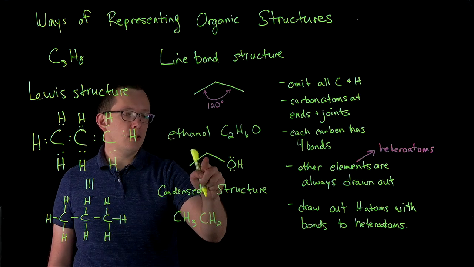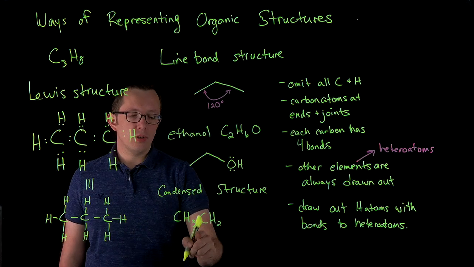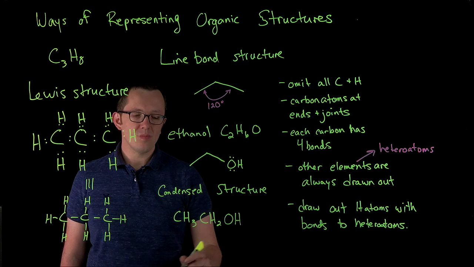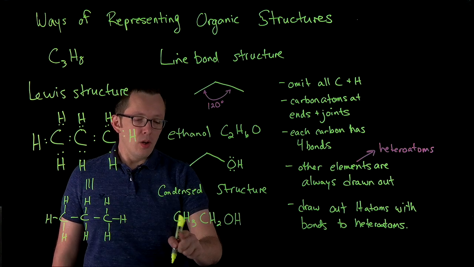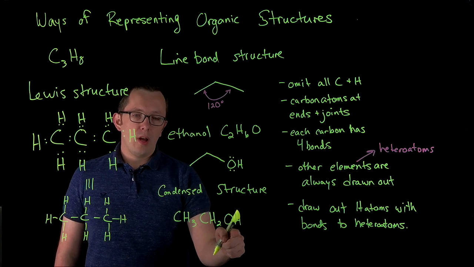Okay? And finally, in our ethanol molecule, we end with an OH. So at the end of our condensed structure, we will finally draw in our OH here. In the condensed structure, you can see there's a little bit more structural information. We have a CH3 that has a bond to a CH2 that has a bond to an OH.